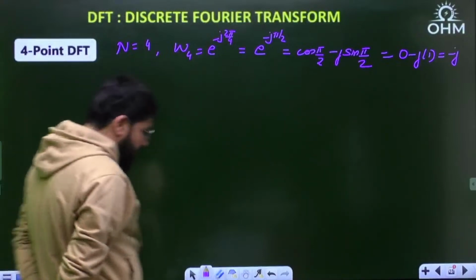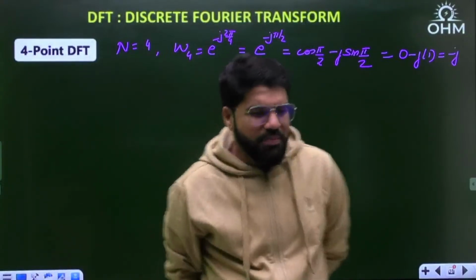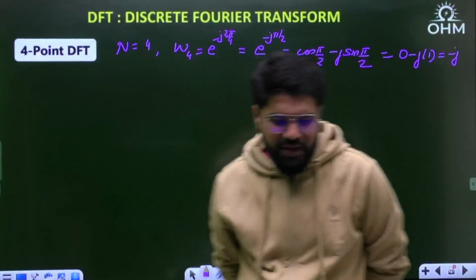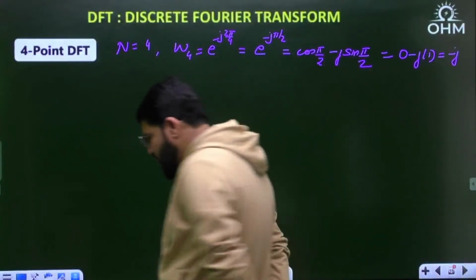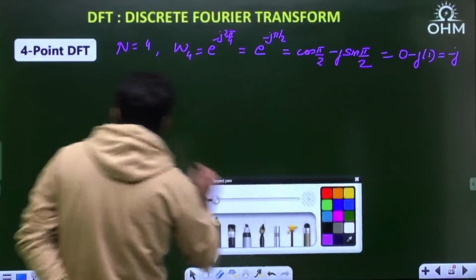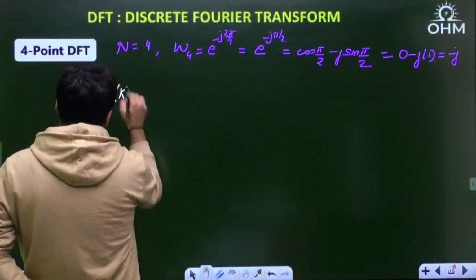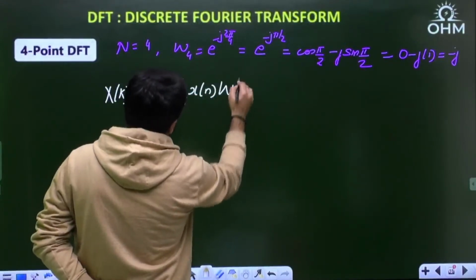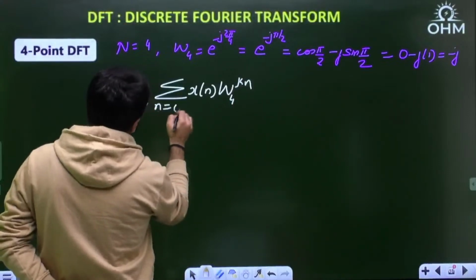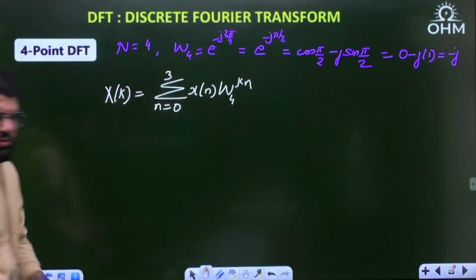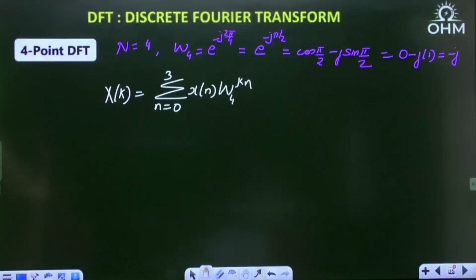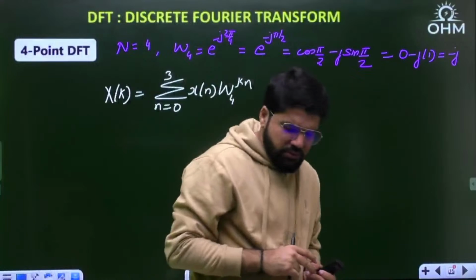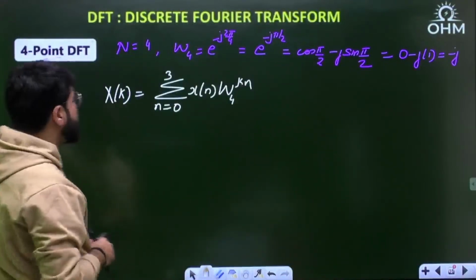Why am I starting with 4 points separately? Because the 4 point case is the most common and important case, if a direct calculation is ever required. So if I write down the formula of the DFT, X of k is the summation of x[n] W4 power kn, from n equal to 0 to N minus 1, that is, n equal to 0 to 3. Clear, everybody? That is n equal to 0 to 3.